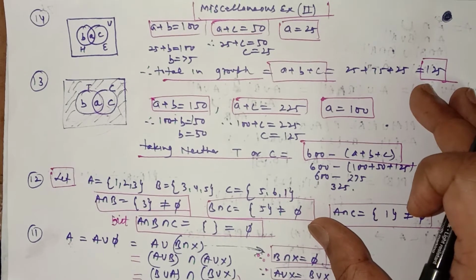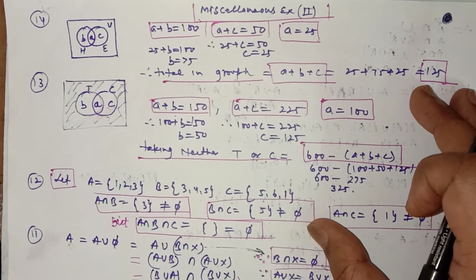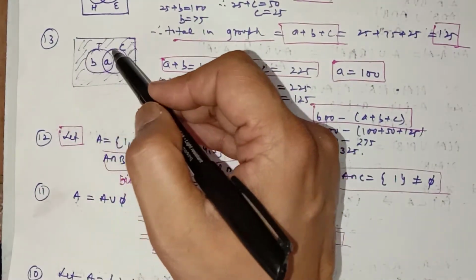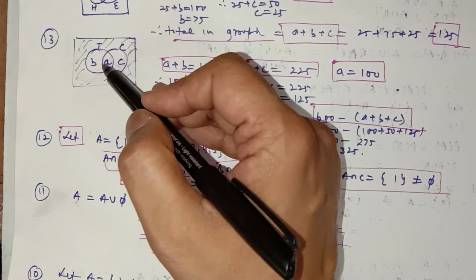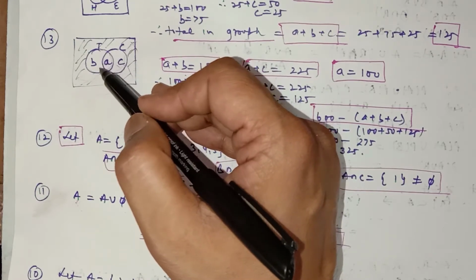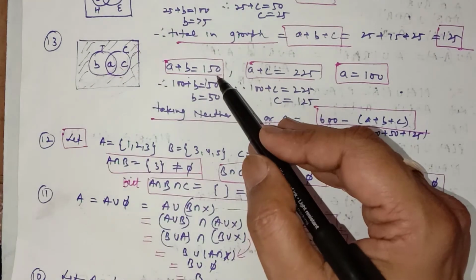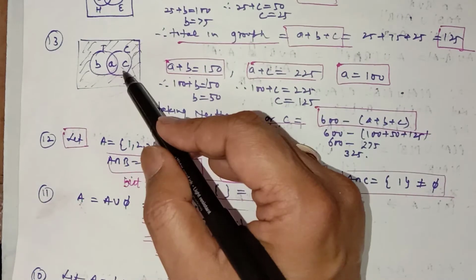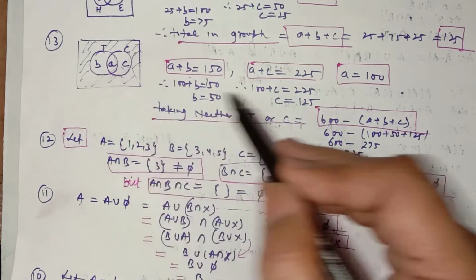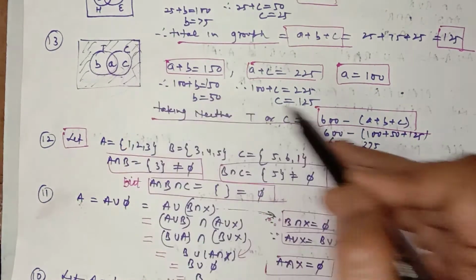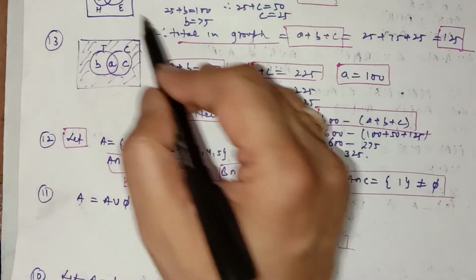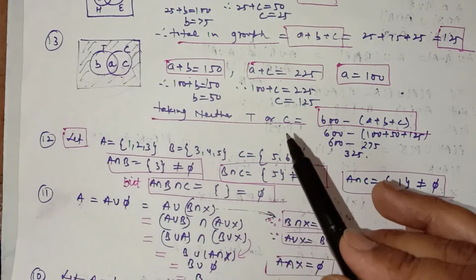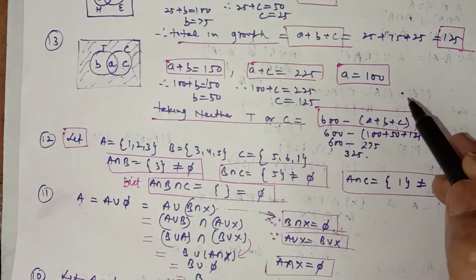Now in question number 13, in a survey of 600 people in a school, 150 students were found to be taking tea, so taking tea and taking coffee. The number of persons taking tea is A plus B, given as 150. The number of persons taking coffee, which is 225, is given as A plus C. And the 100 persons taking both drinks, that is A, is given as 100. And the total survey is taken from 600, so the universal set is 600.